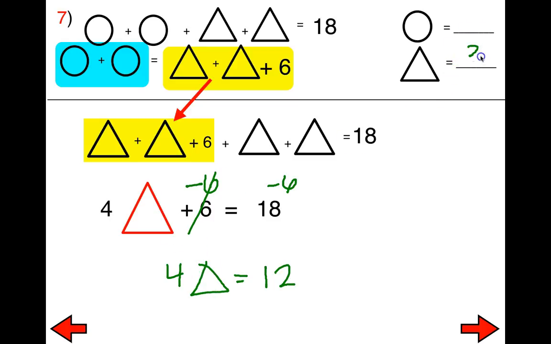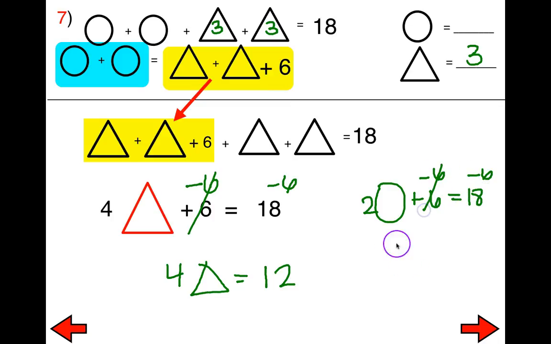So I'm going to say that a triangle equals 3. Last time I used the bottom one, I'm just going to show you I can also use the first one. So I'm going to go ahead and replace these triangles with 3's. So now I have 2 circles plus 3 plus 3, which is 6, plus 6 equals 18. Here you can go ahead and solve algebraically and get that 2 circles equals 12. So each circle must represent 6.